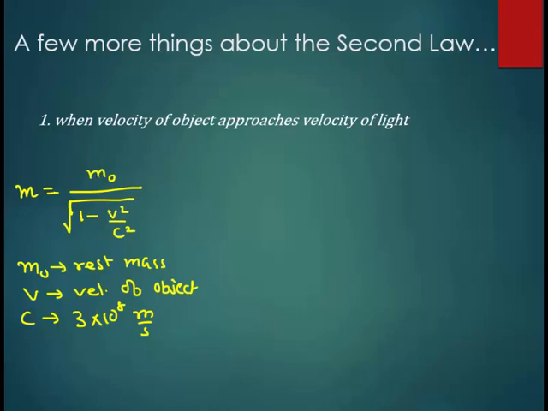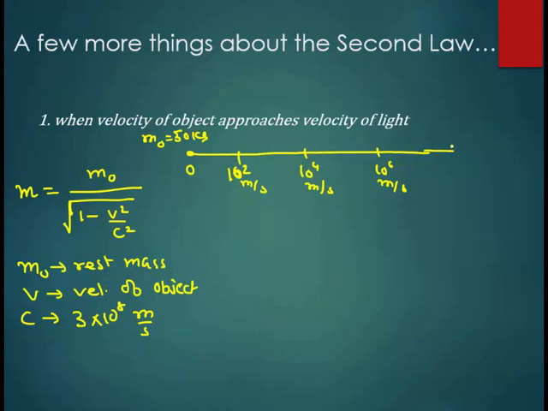M is equal to m0 divided by the square root of 1 minus v square upon c square. So we can find out the mass of an object at a particular velocity. Let us say an object of mass m0 is 50 kg, and its velocity is 0, then let us say becomes 10 raised to the power 2 meters per second, 10 raised to 4 meters per second, after that 10 raised to 6 meters per second, and then 10 raised to 8 meters per second. Let's find out what is the mass of an object whose rest mass is 50 kg at, let us say, 10 raised to 4 meters per second.